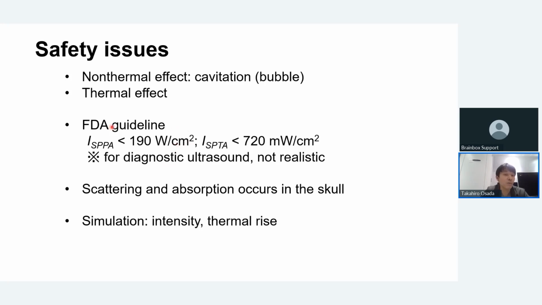The ISPPA is too high for the intensity for the non-thermal effect, and the ISPTA is too low for the thermal effect. Scattering and absorption of ultrasound waves occur in the skull. It is important to estimate the intensity inside the brain and the thermal rise in the brain and skull. This can be achieved through acoustic simulation.